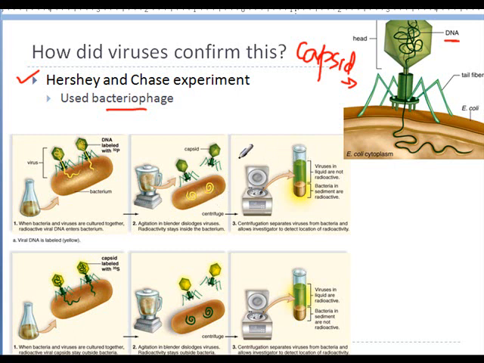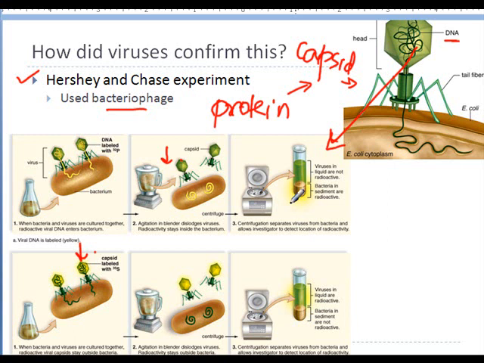So this helped them, because we have the protein, which is in the coat, and we have the genetic material, which is the DNA. So there are only two things. And if the experiment shows that the coat and the tail fibers are all left behind when the virus infects the bacteria, and the only thing that goes in is the DNA, and then the DNA causes this change to produce more bacteriophages.